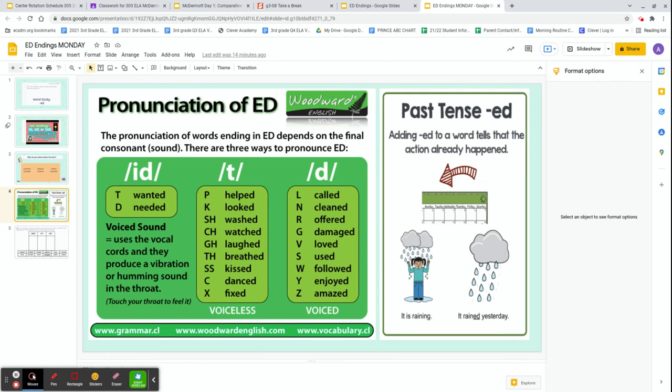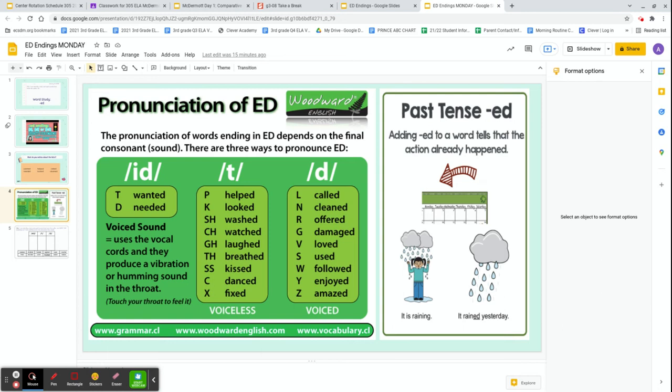If you have, all of these have ED endings. The id is that voiced sound. If I have wanted, needed, they all make the id sound. Can anybody think of a word that also has the ED ending that makes the id sound? That has the id sound at the end. Yeah, Jordan. I'm sorry? Can you say it a little bit louder?